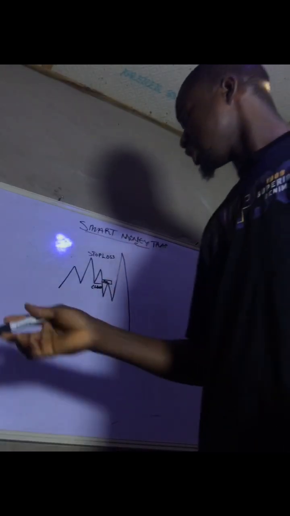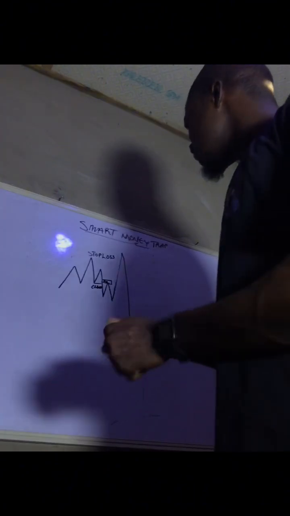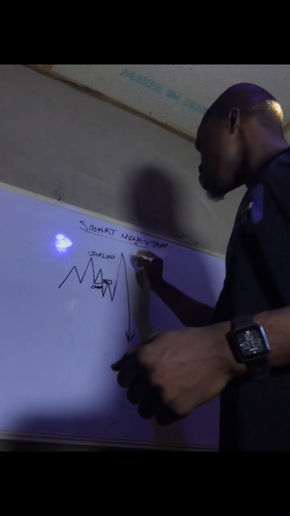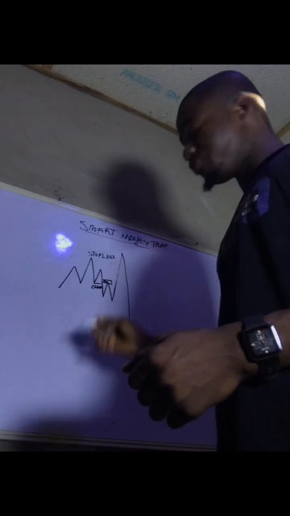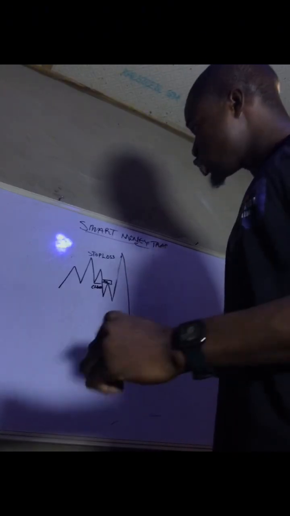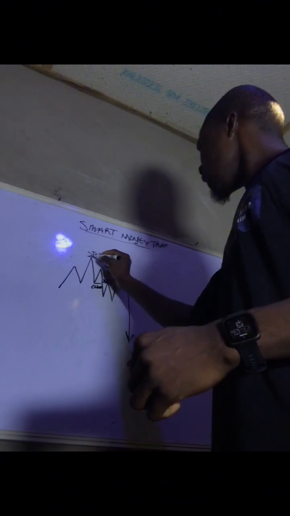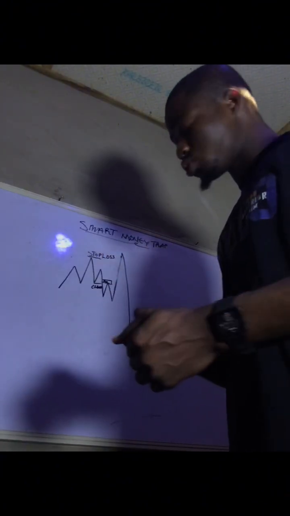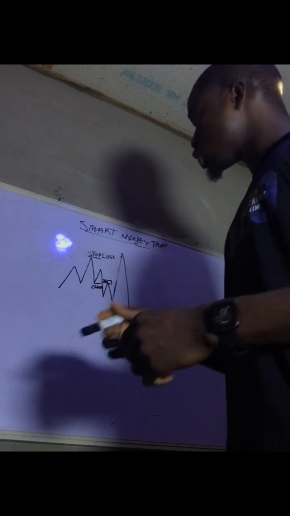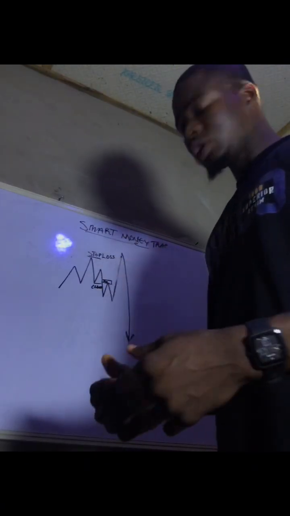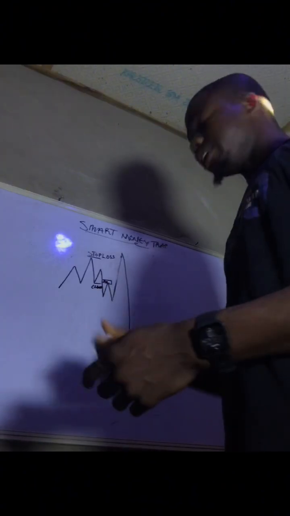And how you can avoid this trap is by waiting for this move here to happen before you take your entry position. You can also take your trade here, your entry here, but I don't want to talk about that one. Those ones are for the professional traders. But as for those who are still new, this is how you take your entry.